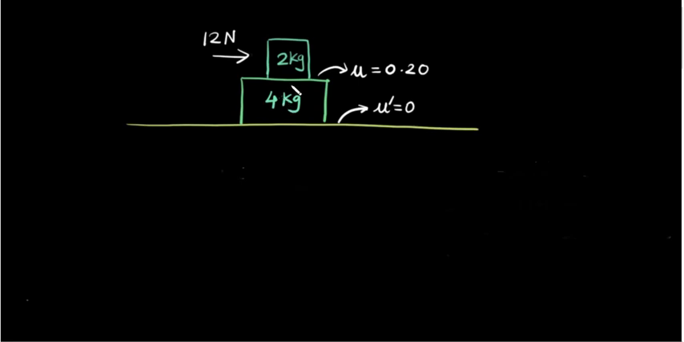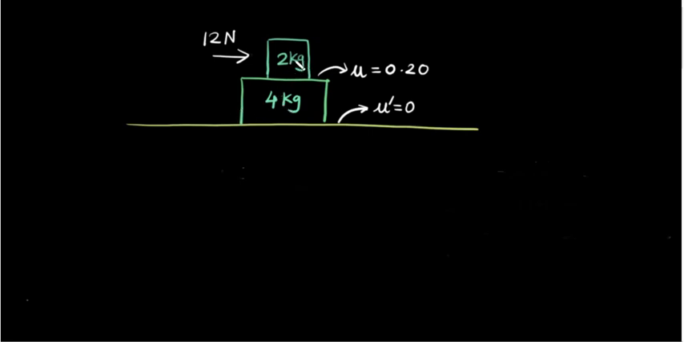In this question, there is a 2 kg block placed above the 4 kg block, and the 4 kg block is placed on the floor. The coefficient of friction between the floor and the 4 kg block is 0, and the coefficient of friction between the 2 kg and 4 kg block is 0.20.